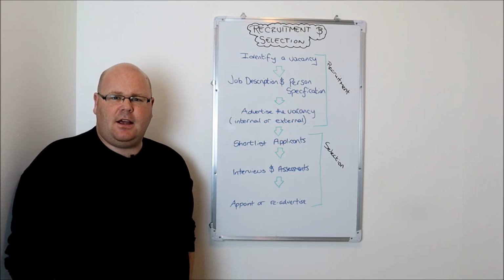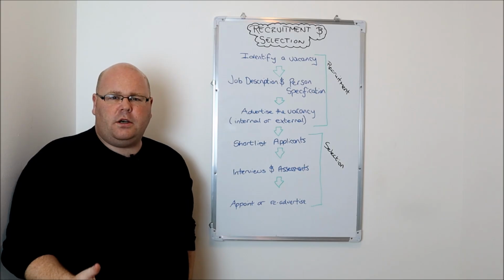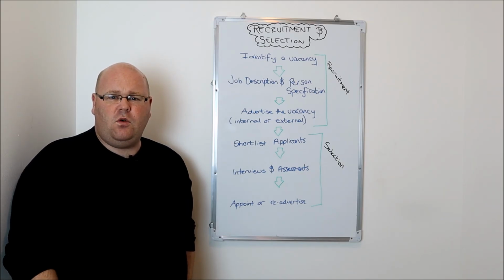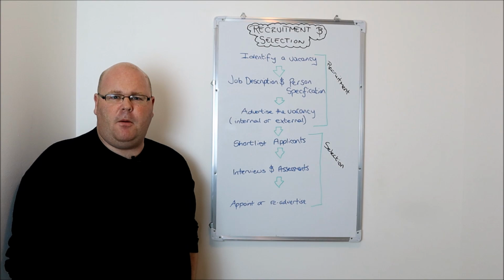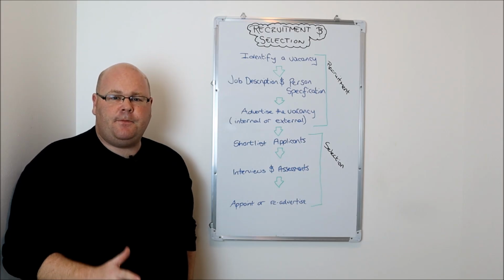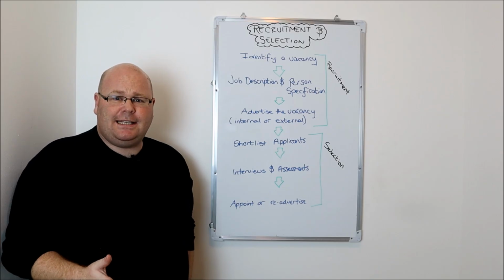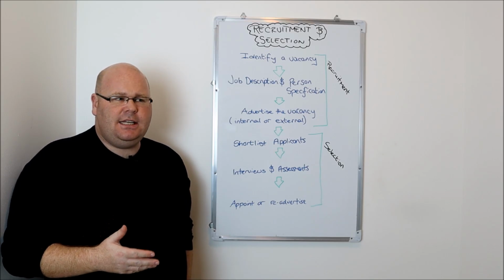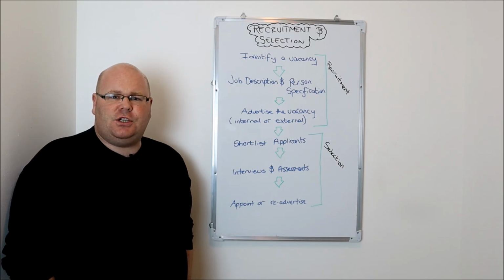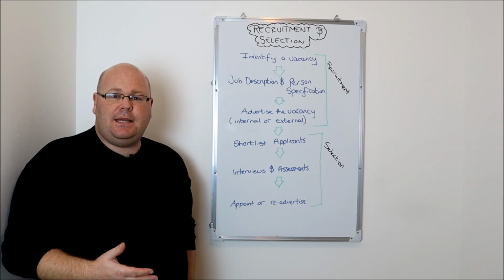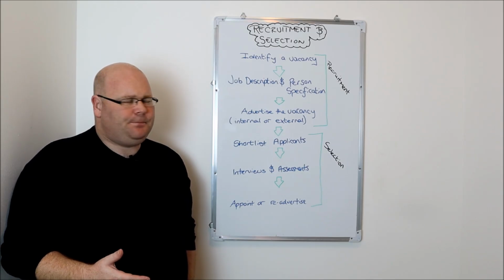Now, once the business has decided on the fundamentals of what type of job they're looking to recruit for and how many people they're looking to take on, they will then prepare two very important HR documents known as a job description and a person specification. Now, a job description is quite simply an outline of all of the tasks and the duties and the responsibilities that this new recruit that's going to join the organisation is going to be expected to perform.